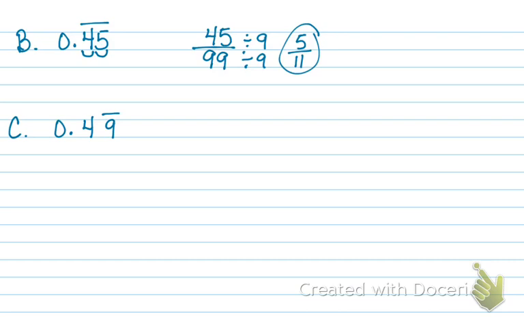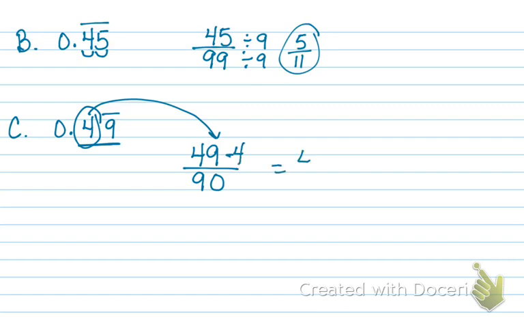Now, C, we had just one piece repeating, so we put just one 9. And then we had one piece that's not repeating, so we add a 0. Then we write 49. That's what the whole thing was there. And then we take away the amount that was not repeating. So we get 45/90. And then we would simplify it down. Divide by 45, divide by 45. We would get 1/2.